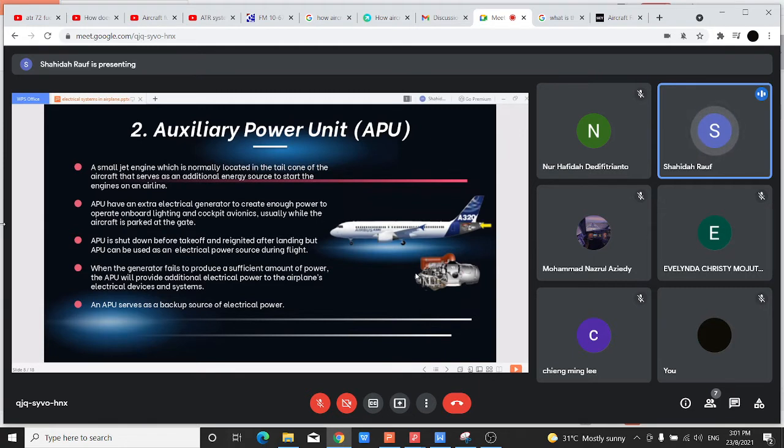The APU is shut down before takeoff and reignited after landing, but the APU can also be used as an electrical power source during flight. When the generator fails to produce a sufficient amount of power, the APU will provide additional electrical power to the airplane's electrical devices and systems. So the APU serves as a backup source of electrical power.